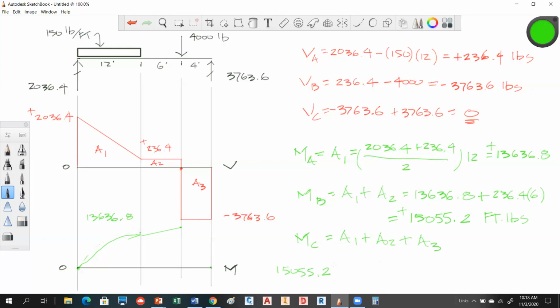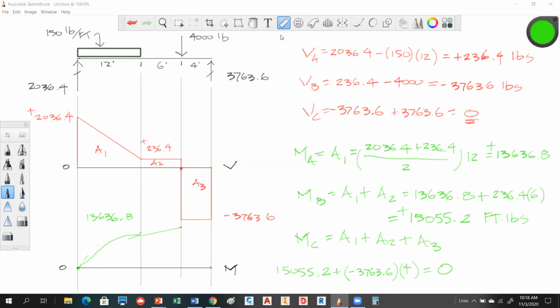And we're going to add to that a negative 3763.6 times the distance here, which is 4. If that doesn't equal 0, we've got a problem. So let's see what we get up there. 3763.6 times 4. And that gives me 0.